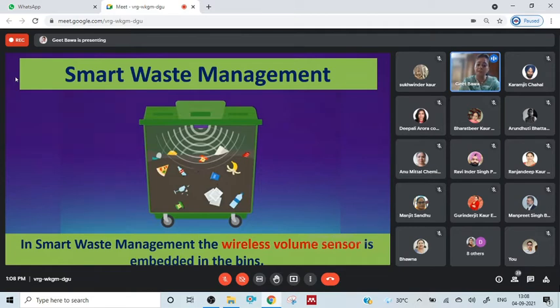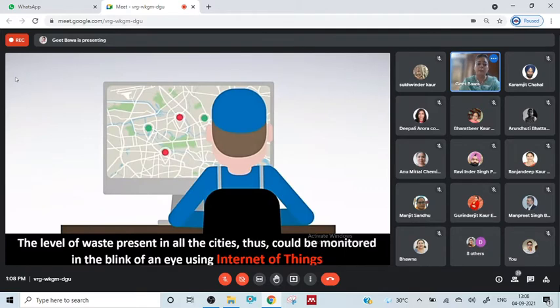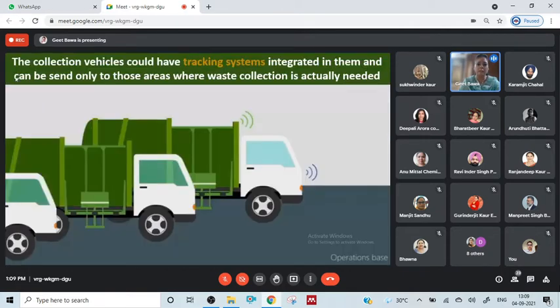In smart waste management, the wireless volume sensor is embedded in the bins. And internet could be used to know in real time the exact level of waste present in those bins. Level of waste present in all the cities thus could be monitored in a blink of an eye using Internet of Things. The collection vehicles could have tracking systems integrated in them, and they can be sent only to those areas where waste collection is actually needed.